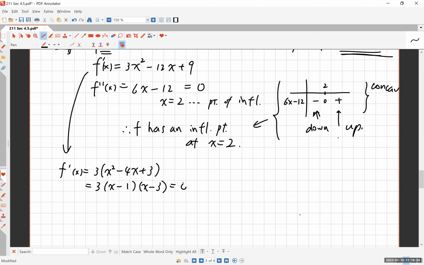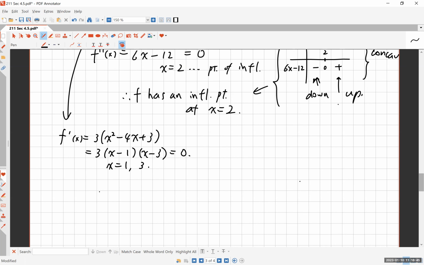Okay, and you can set this equal to 0. That tells you x is either 1 or 3, right? So something is happening when x is 1 or 3, and so maybe we can do a sign chart. Okay, you have 1 and 3. So now dividing the entire real line into 3 parts: negative infinity to 1, 1 to 3, and then 3 to infinity, right? So here, let's do x minus 1 times x minus 3, okay, because you have the 3 there.